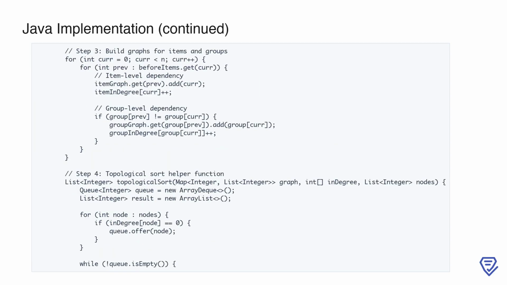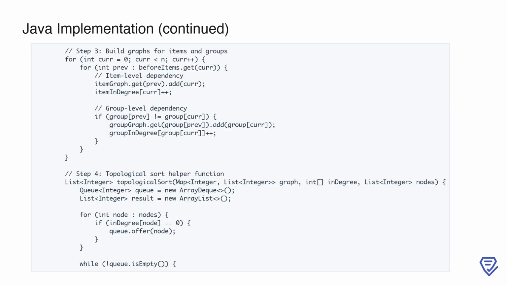Now, we proceed to build the dependency graphs for both items and groups. For each item, we examine its dependencies as defined in the before items list. If an item depends on another, we add a directed edge from the prerequisite item to the current item in the item graph and increment the in_degree of the current item. Similarly, if the two items belong to different groups, we establish a dependency between their groups by adding a directed edge in the group graph and incrementing the in_degree of the dependent group.